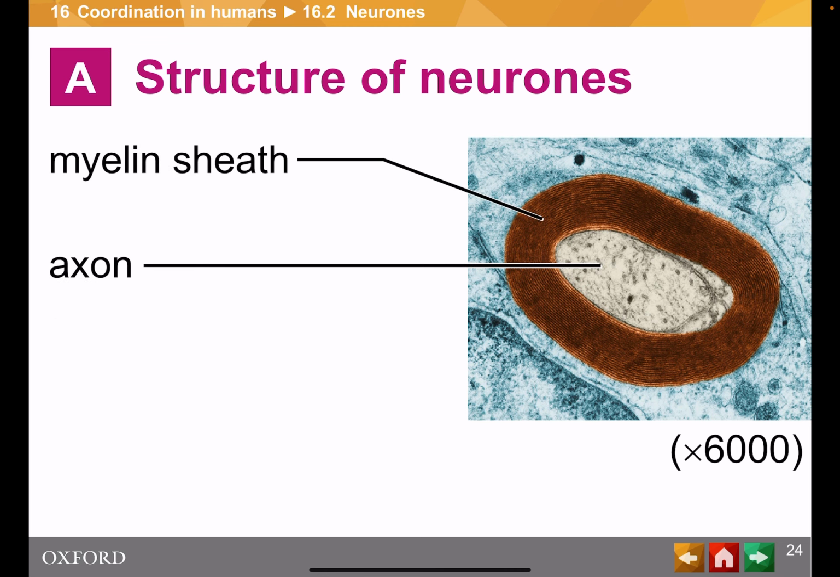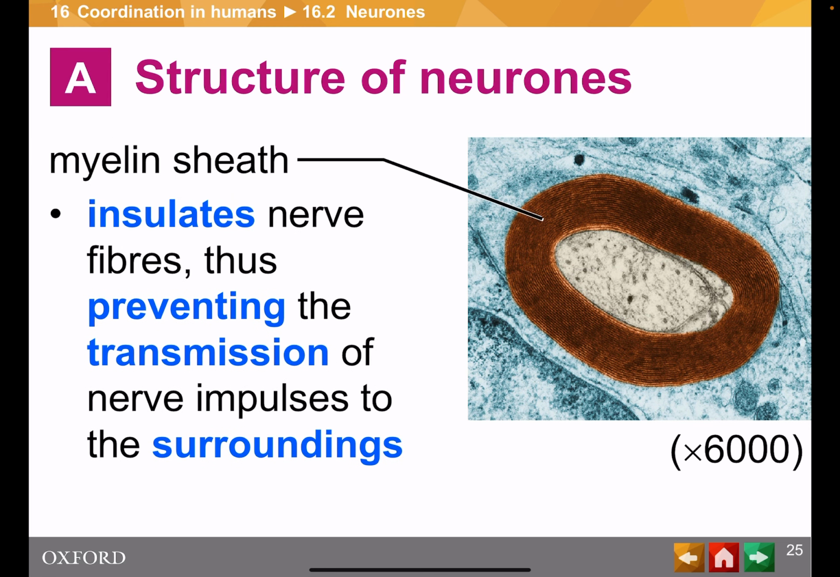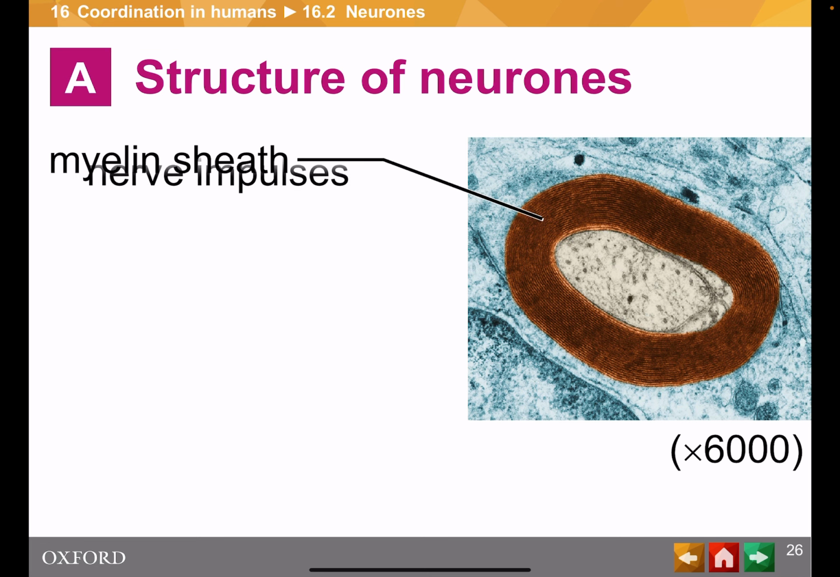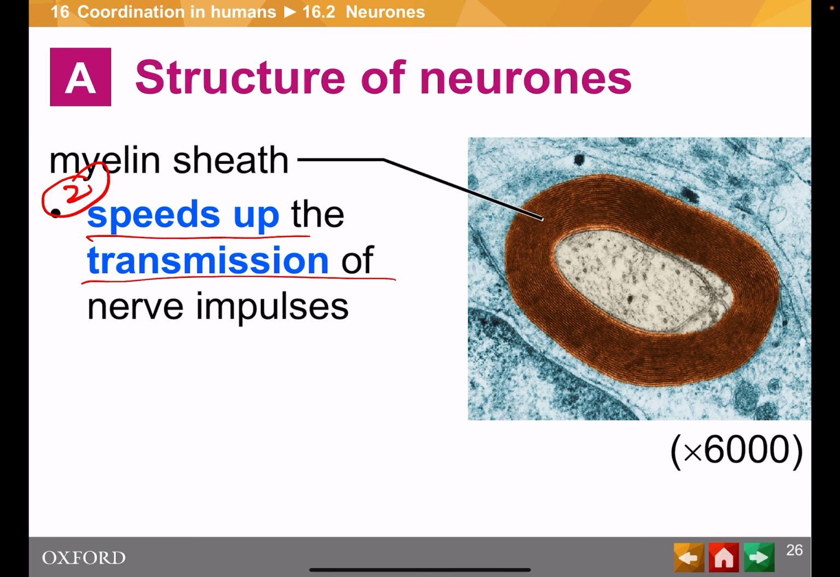This is the axon, this is the cross section at 6,000 times. This is the axon, and these are the myelin sheath. There are two functions of the myelin sheath which are very important for nerve impulse transmission. Actually, it is to insulate or cover the nerve fibers, preventing transmission of the nerve impulse to the surroundings, just like preventing leakage of the nerve impulse. Because the myelin sheath is lipid, it's an electrical insulator, right? So it prevents the leakage of the nerve impulse. And the second very important function is to speed up the transmission of nerve impulses.